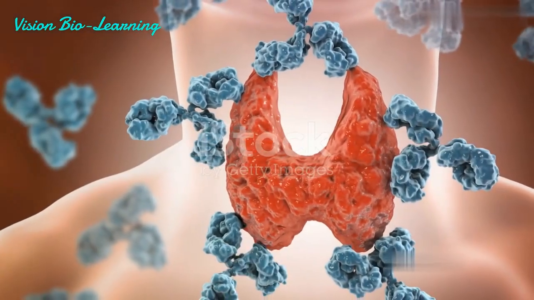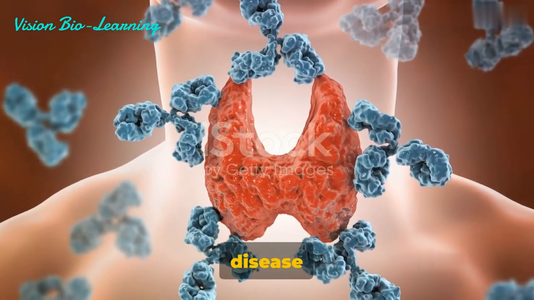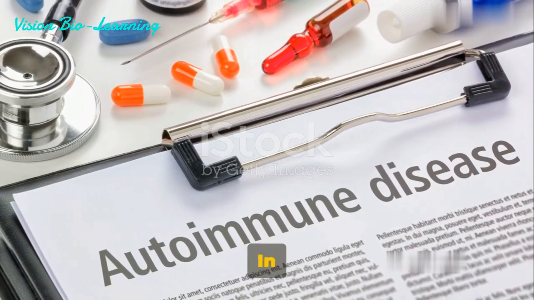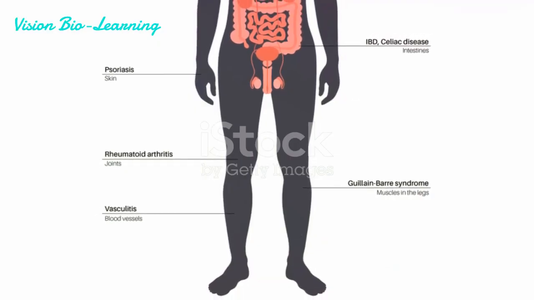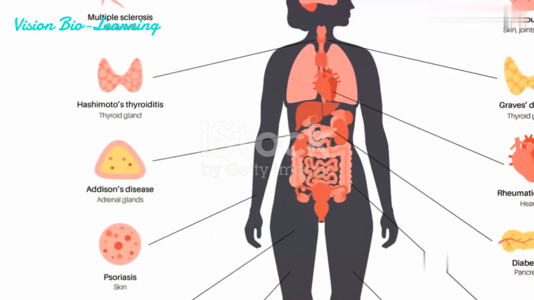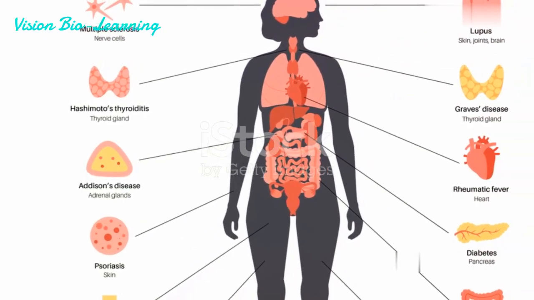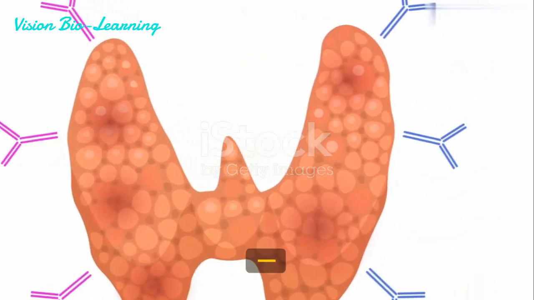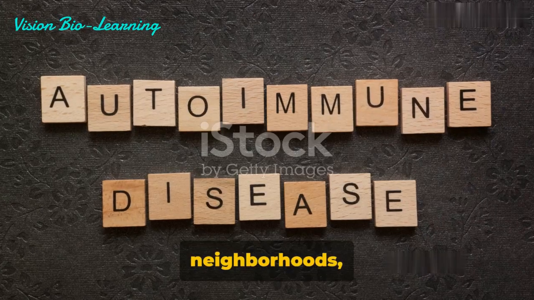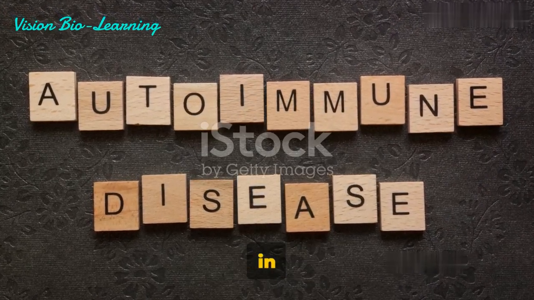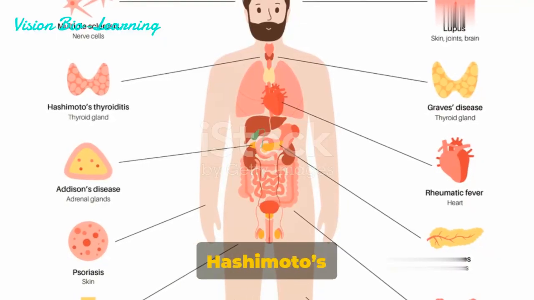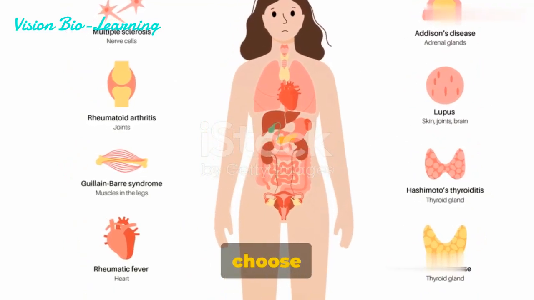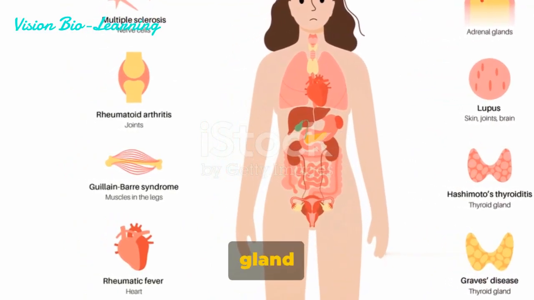Imagine your body as a city and an organ-specific autoimmune disease as a localized storm hitting one particular neighborhood. In the vast metropolis that is our body, each organ represents a unique neighborhood, each with its own distinct role. Now, envision a storm, an organ-specific autoimmune disease that specifically targets one of these neighborhoods, causing chaos and disruption in its path. For instance, let's consider Hashimoto's thyroiditis and Graves' disease. These are two storms that choose to unleash their fury on the thyroid gland neighborhood.